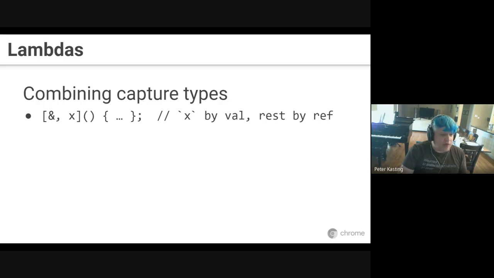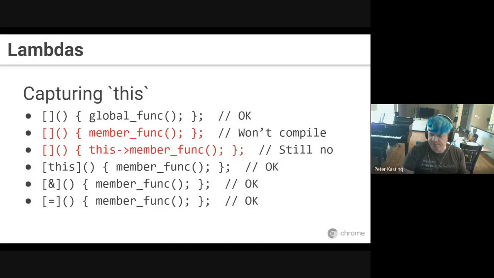There is one thing that I haven't talked about, and that is capturing this. So if you are writing in the context of a class and you try to call member functions, you might get bitten by the fact that the compiler will give you a cryptic error message saying that it can't find where your member functions are and it doesn't know how to call them. To which you say, like, but I'm in a class. And the problem is that you need to either explicitly or implicitly capture the this pointer.